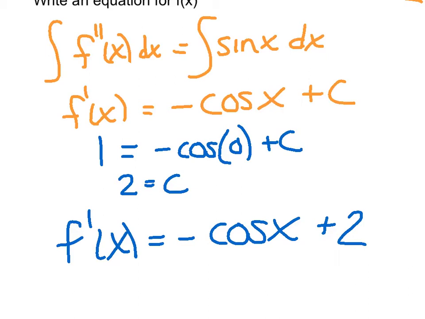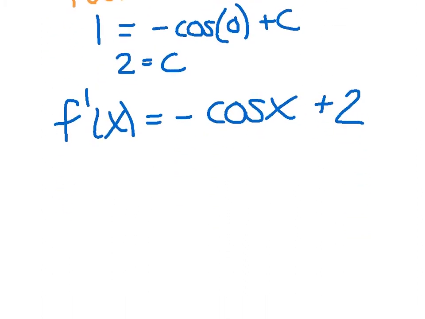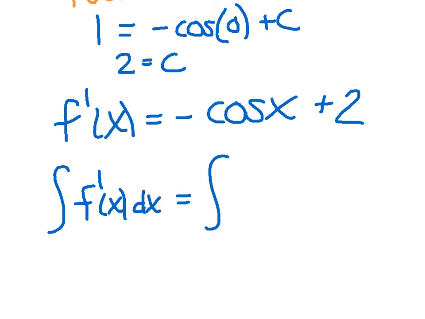All right, halfway home. I still didn't answer the question. I need to get f of x. So to get f of x, I just need to integrate f prime of x, and then integrate this side. I'm going to pull the negative out front: cosine of x plus 2 dx. And again, watch your notation. Don't forget to slap those dx's on the end of each integral.